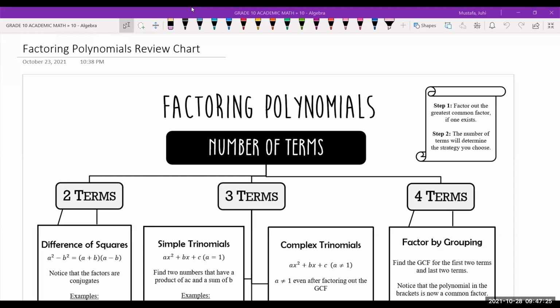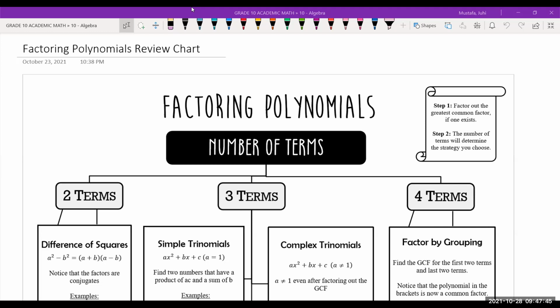Last class, we just focused on this section right here. We tried to figure out what the greatest common factor is. And that step is the very first step you do every single time you're factoring. So whenever I give you a question, I'm always going to ask you, what is the greatest common factor? Factor it out, and then let's do the rest of the question.